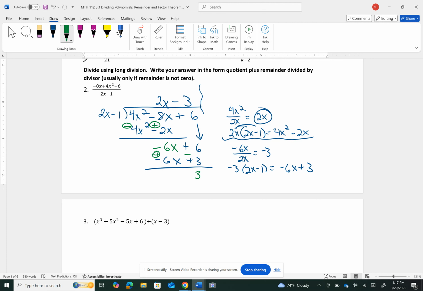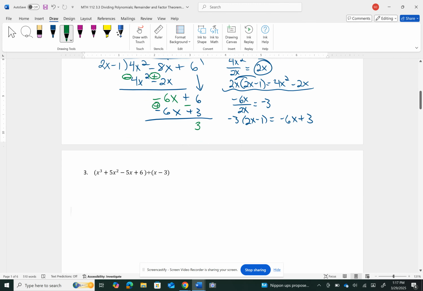All right, so then I need to write my answer in the form quotient plus remainder over divisor. So my answer is going to be 2x minus 3, that's the quotient, plus the remainder 3 over the divisor, 2x minus 1. So the remainder didn't turn out to be 0. That means 2x minus 1 was not a factor. It didn't go into 4x squared minus 8x plus 6 evenly. All right, now let's try problem number 3.